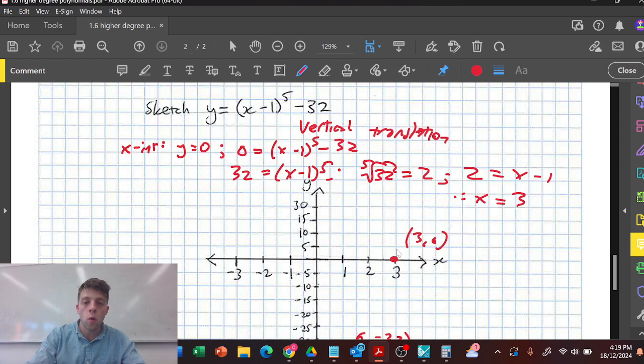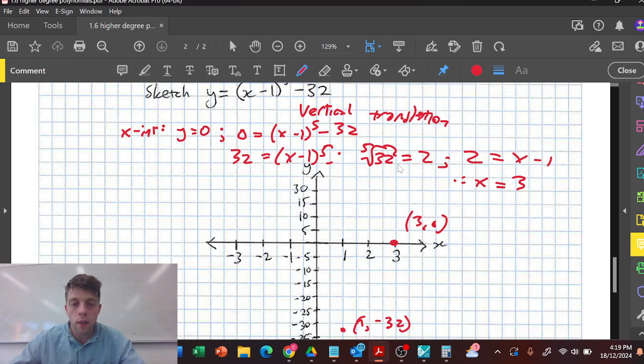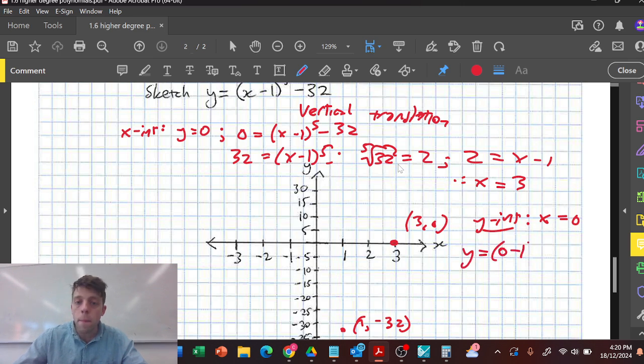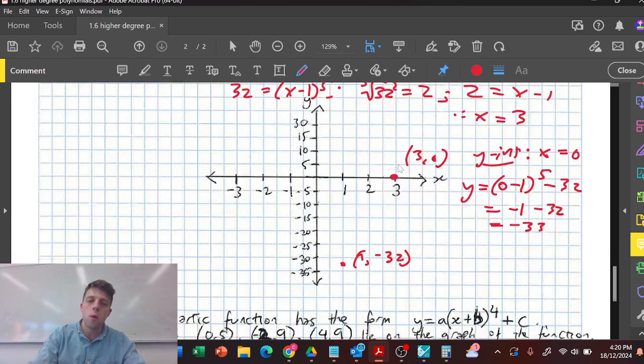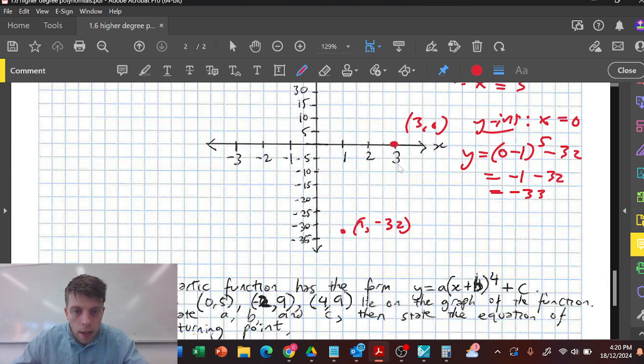And then we also need to find the coordinate of the y-intercept. The y-intercept occurs when x equals 0. So I'm just going to let x equal 0 and substitute that in here. We have y is equal to (0 minus 1) to the power of 5 minus 32. Well, negative 1 to the power of 5, that's just negative 1. Negative 1 minus 32 is equal to negative 33. So our y-intercept occurs down here somewhere at (0, -33).